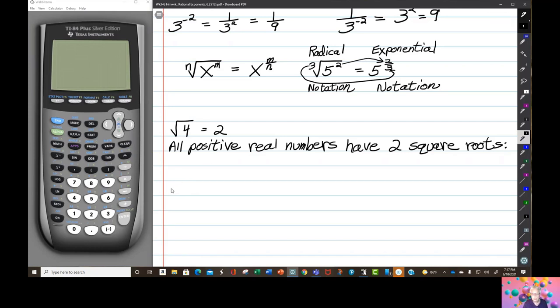A positive square root, which is called the principal square root, and that would be what I just wrote down. The square root of 4 equals 2. 2 is the principal square root of 4. It's the one we most commonly associate with the square root of 4, but there is a negative square root.